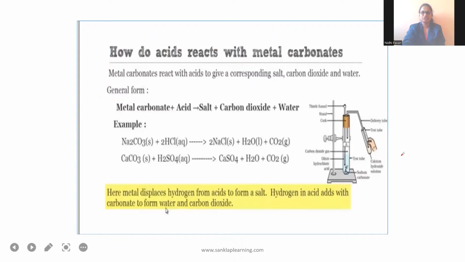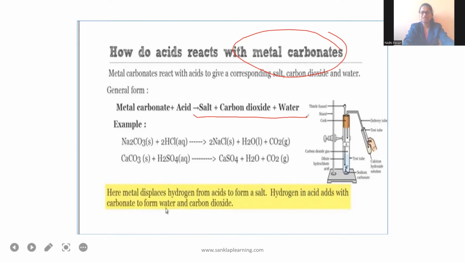Next, we have the reaction of how acid reacts with metal carbonate. So what are metal carbonates? Metal carbonates are compounds we get when a metal reacts with carbonic acid. When these metal carbonates react with acids, we get products like salt, carbon dioxide and water. When acid reacted with metal, we got salt and hydrogen gas. When acid reacts with metal carbonate, we will get salt, carbon dioxide and water.